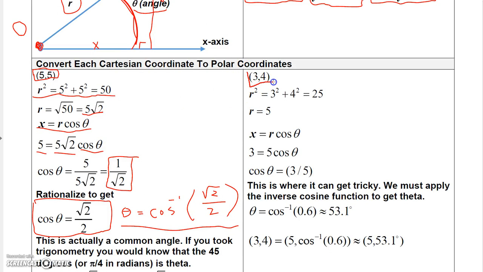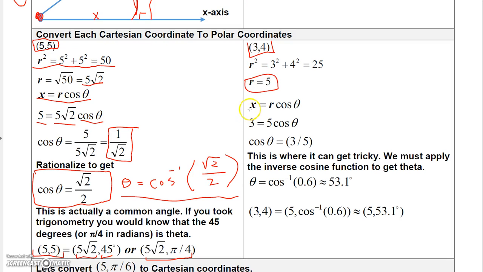Okay, here's another set, the point (3, 4). Well, in this case, r squared would be 3 squared plus 4 squared, which is 25. So r would just be the square root of that, which is 5. And then, since x is r cosine theta, and we know x is 3 and r is 5, we could solve for cosine theta and get cosine theta is 3/5.